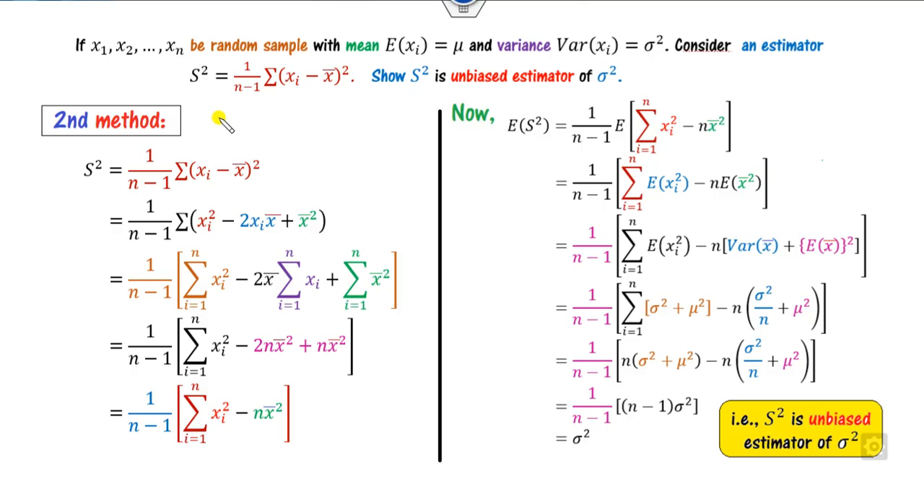So you can see there are two different methods. This method is a little bit lengthy, but you can simplify it in a very simple manner. You should remember that in this case we need one concept, that x bar follows the normal distribution with mean mu and the variance sigma square by n. I hope you can learn this concept in a simple manner.